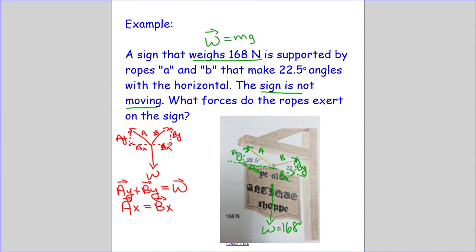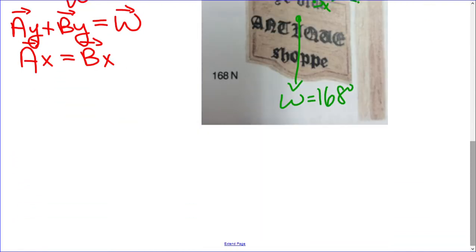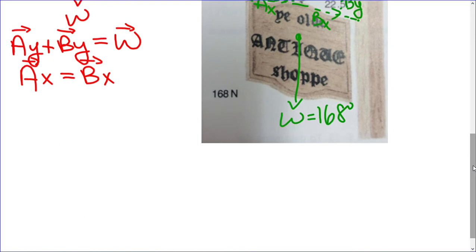Okay, I can use these two equations to then figure out some different information to solve this problem. So let's take a look and see what we can use this with. So we know that AY plus BY must equal the weight and that AX must equal BX. Okay, that's a good starting spot.